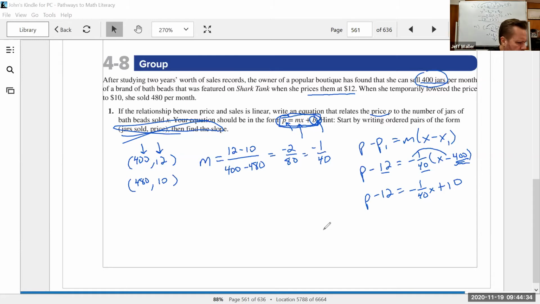Is everybody semi with me out there? You guys doing all right? All right, this isn't that long ago we did this. So then you add 12 to both sides and you get the price function.